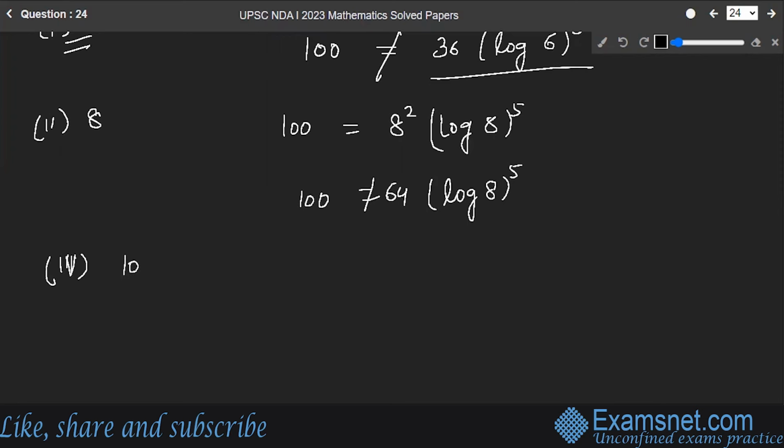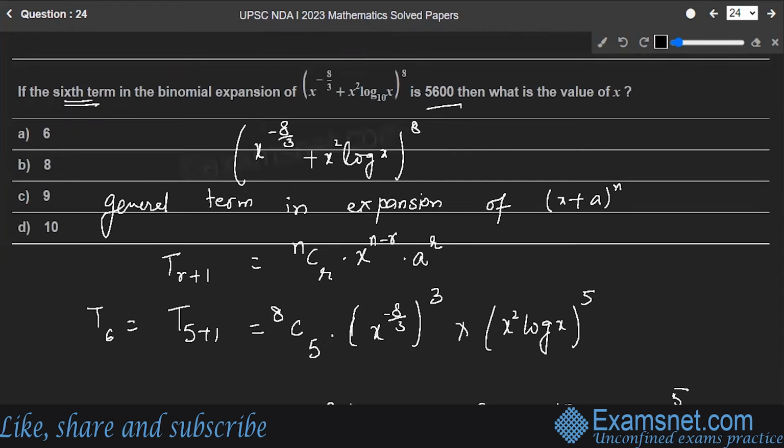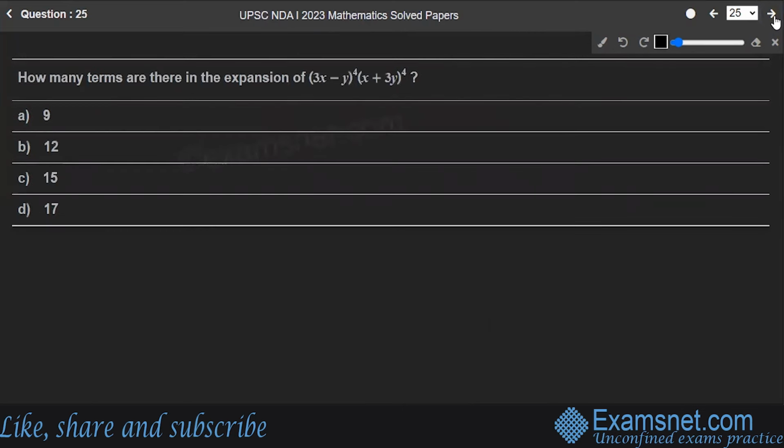9 will also be less than 100 only. I'll go with the 10th one only. 100 should be equal to 10 square log of 10 raised to power 5. You know, log of 10 is equal to 1. So this is equal to 100. That means option D is absolutely satisfying the question. And this is the answer to our problem. Hope you got that.